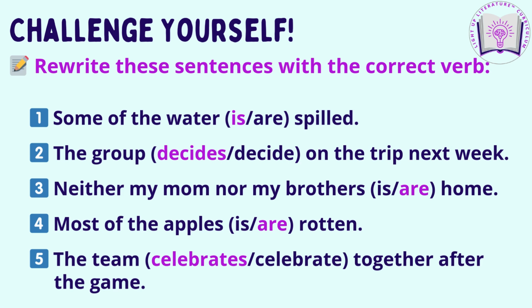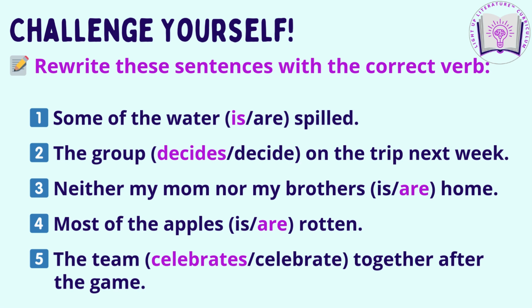Neither my mom nor my brothers are home. So our closest subject, brothers, is plural. That's why we're going to go with are, the plural verb. Most of the apples are rotten. So most is another one of those non-committing. Apples is closest to our verb. So since apples is plural, we're going to go with are.